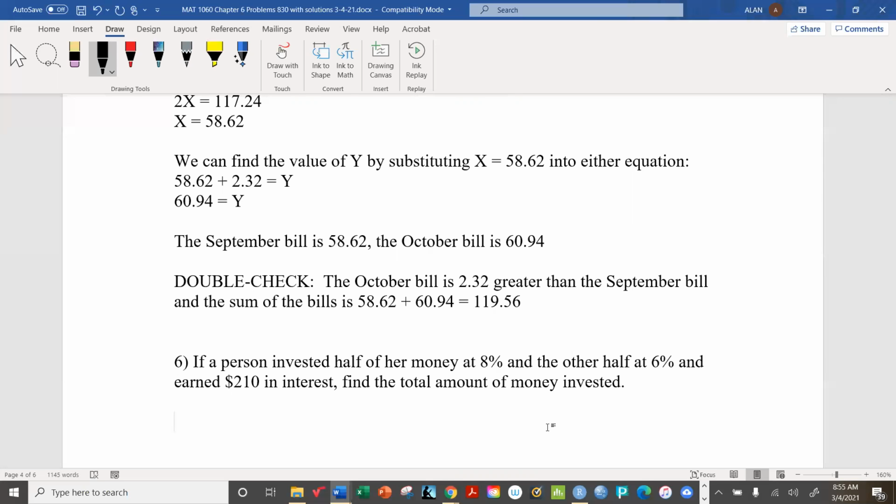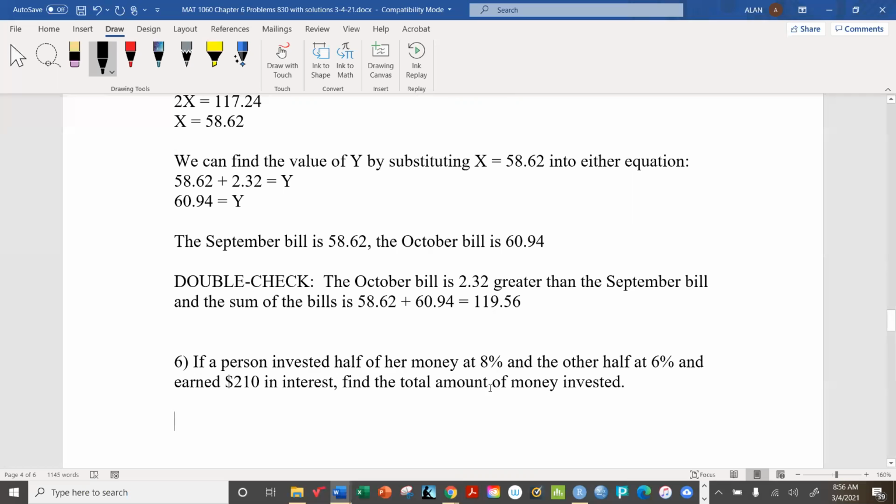It could be anything. It could be a money market fund. It could be a bond fund. It could be a stock that provides dividends. It could be anything. But she earned 8% on her investment from that first half. The second half was 6%. Now, altogether, she earned $210.